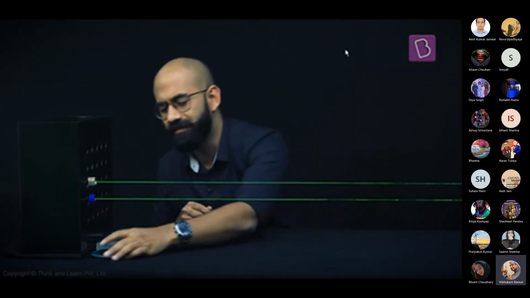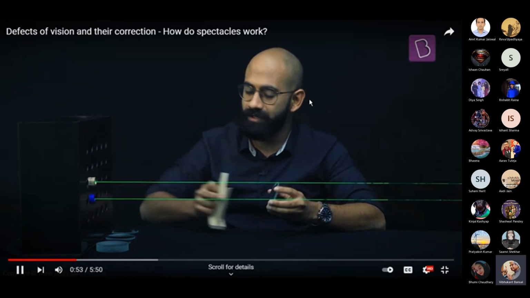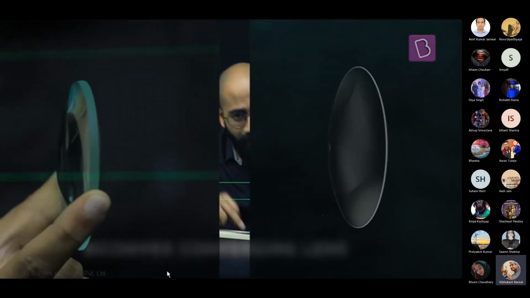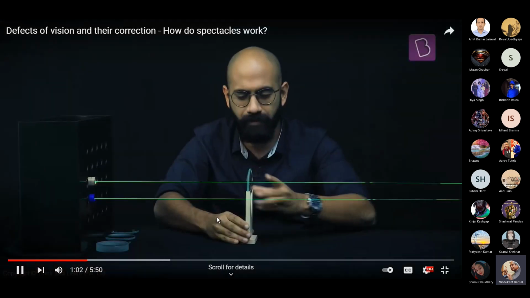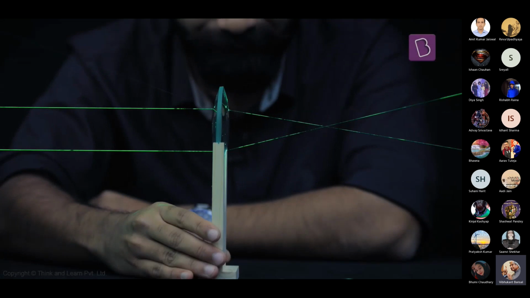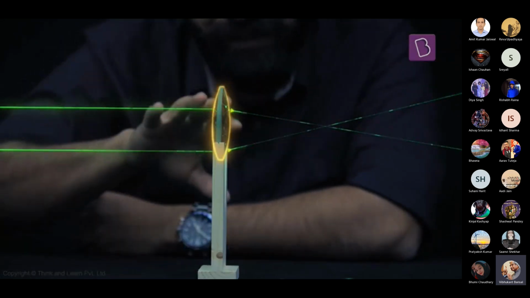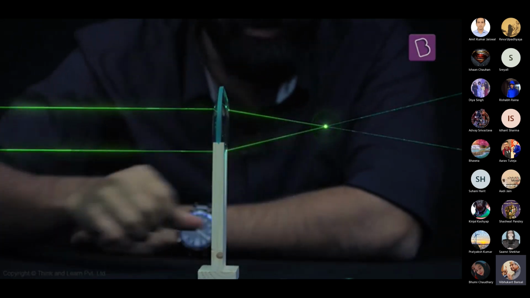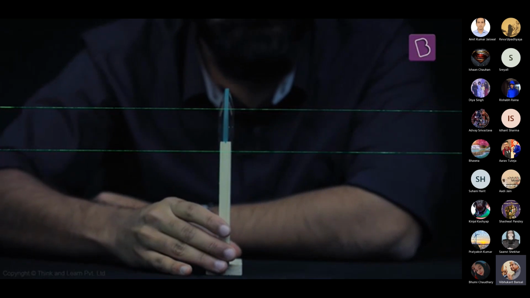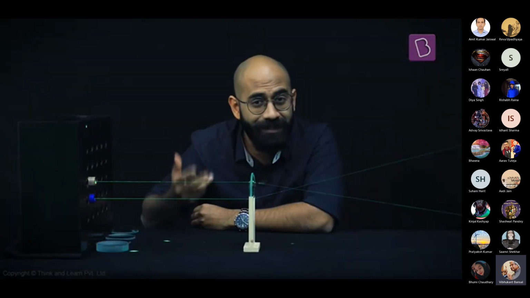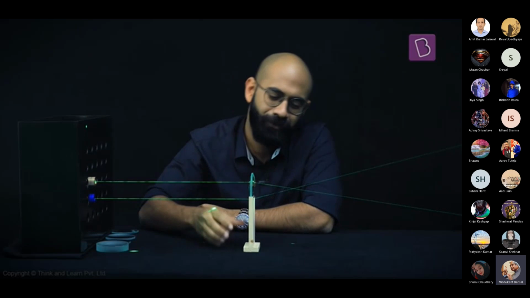And there are two main types of lenses. The first is a converging lens. Over here, I have a biconvex converging lens. Now look at what happens when I place it in the path of these rays. You see that? The rays hit the lens and then they get converged to a point. And hence the name converging lens.